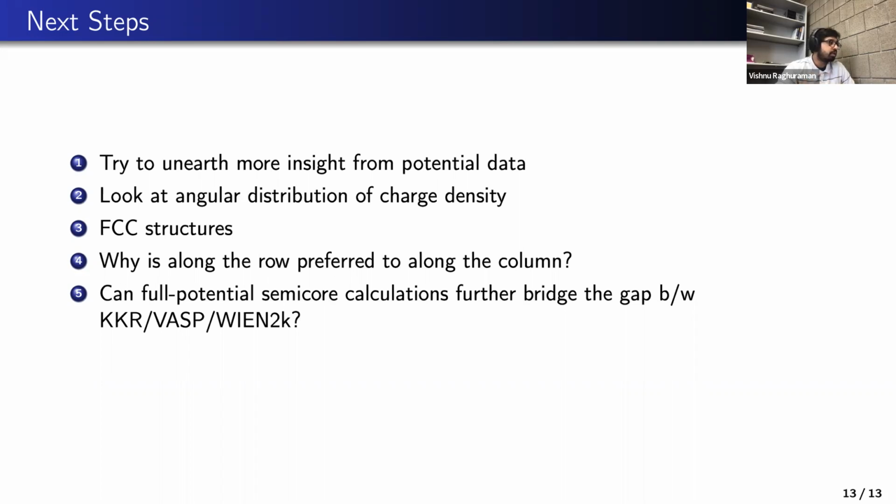Also, I'm doing full potential semi-core calculations. So right now in MuST, the calculations I've done, the semi-core states have been treated using the muffin tin. And I'm doing some full potential semi-core to see if I can get even better agreement between the KKR, VASP, and VN2K. So that is basically the point at which the project is right now.